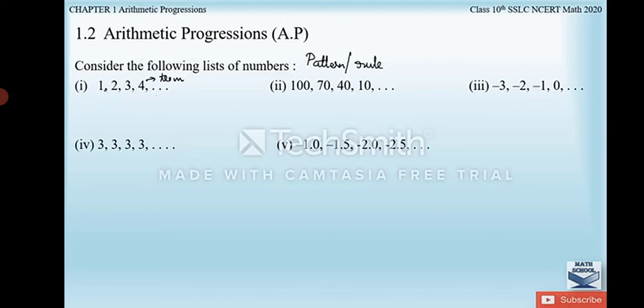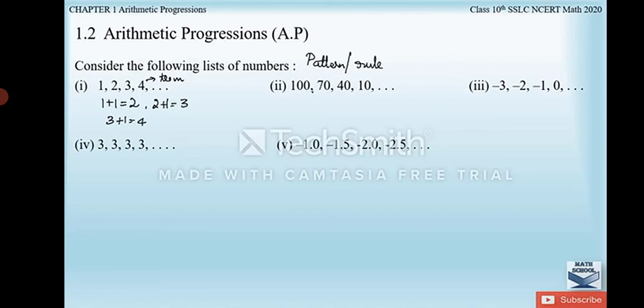If you come to the first list, you can notice that each term is one more than the term preceding it. Consider the first number, that is 1. If you add 1 to 1, you get the succeeding term, that is 2. Again similarly, if you add 1 to the next number, 3, you get 4. So here you observe that each term is one more than the preceding term.